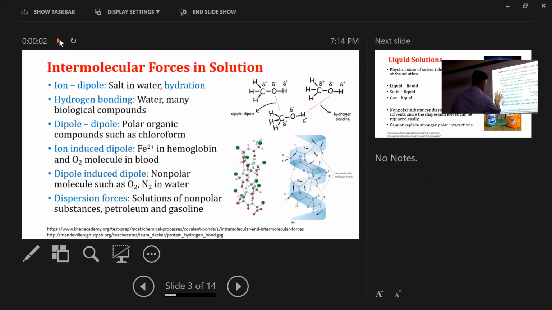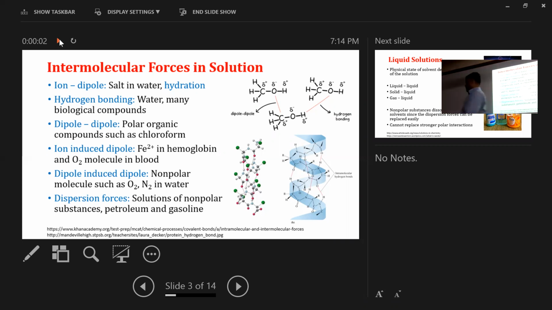Carbon tetrachloride, and then CHCl3, chloroform. The CH3Cl is methyl chloride, that should be the other one. Here, one hydrogen and three Cl. So this is the chloroform.